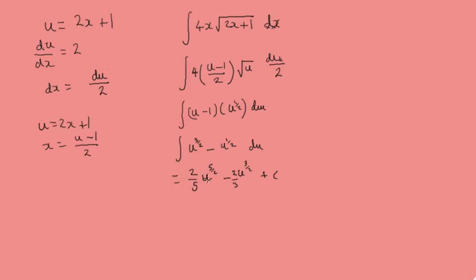Now we need to substitute back in for x. So this will give us 2 over 5 (2x plus 1) to the 5 over 2 minus 2 over 3 (2x plus 1) to the 3 over 2 plus c. And just leave it like that, we can't make that any simpler than what we already have. So let's do another one.